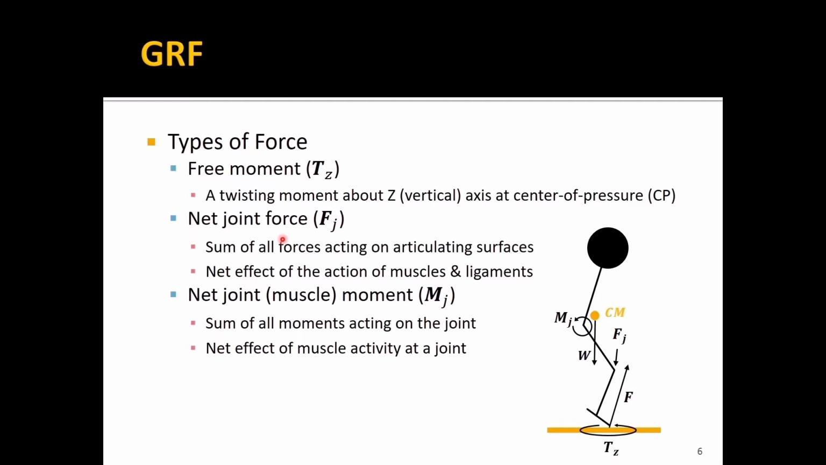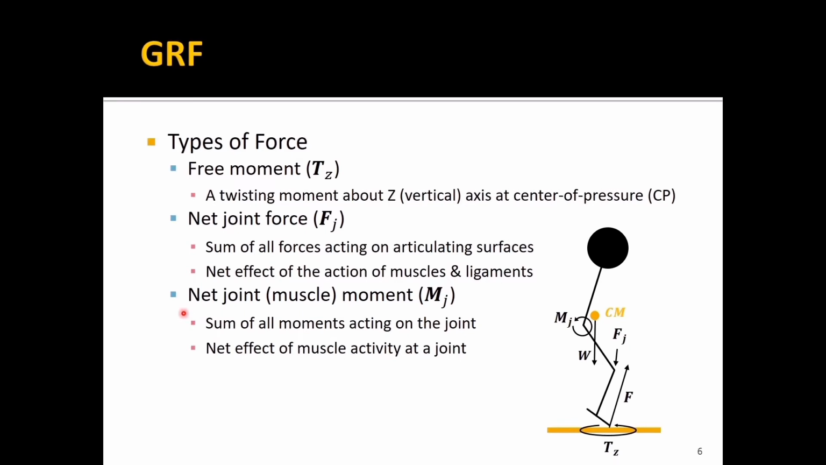This one is defined as the sum of all forces acting on articulating surfaces. So in this figure, Fj is the net joint force. And this one also reflects the net effects of the action of muscles and ligaments.